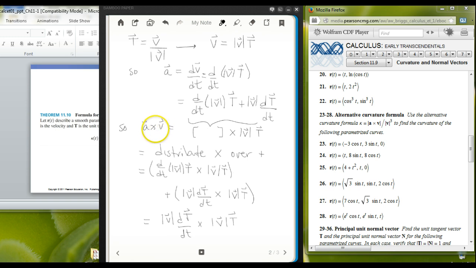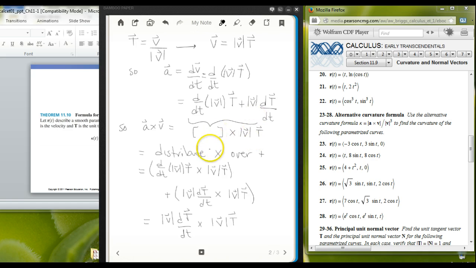So if I cross acceleration and velocity, I can take this as the description for acceleration, put that in that box right there, and cross it with the velocity vector. But remember, I have a way to describe velocity that I chose up here: magnitude v times the unit tangent vector. So this still says acceleration cross velocity.